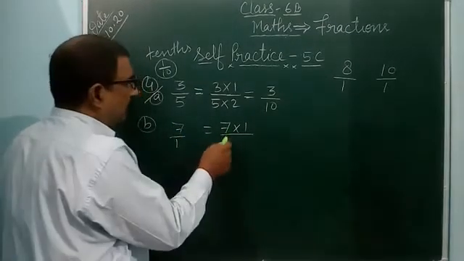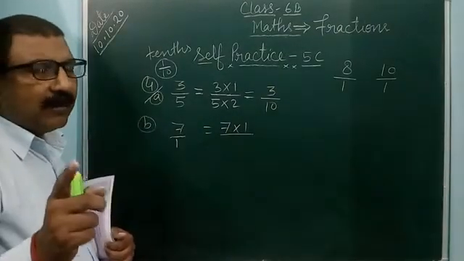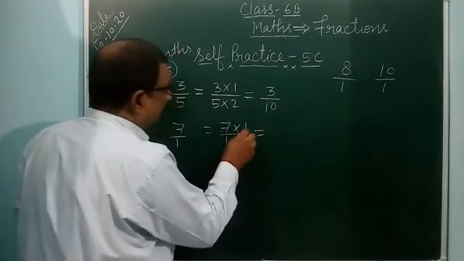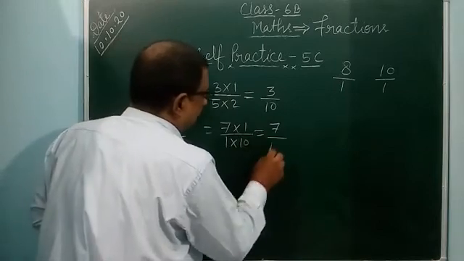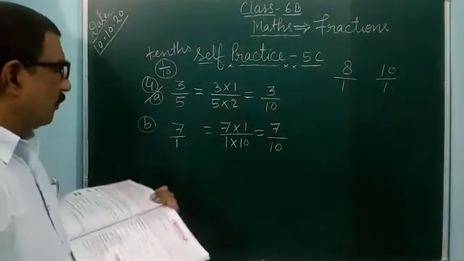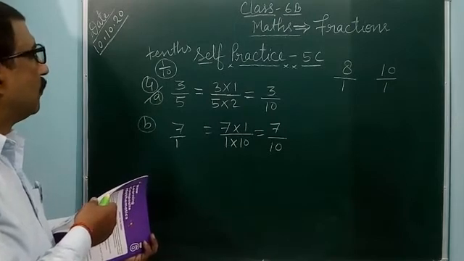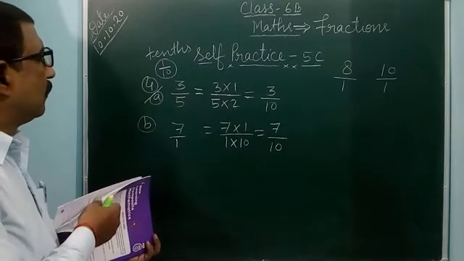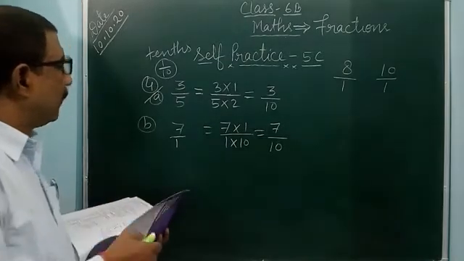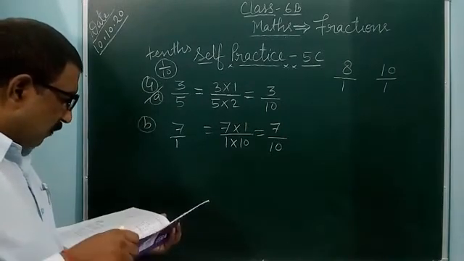So this is also multiplied; in the denominator only 1 is there, so you can multiply 1 with 10. So 1 into 10. Like that, 7 ones are 7 and 10 ones are 10. So 7 by 10. So you can see 7 by 10 as tens. But if I am multiplying with 10, the numbers should also be equal.